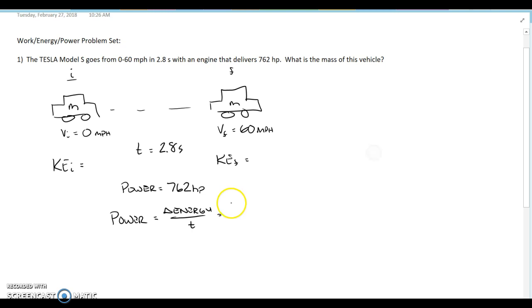So the change in kinetic energy would be the final kinetic energy minus the initial kinetic energy over that time period. And so what we need to find is how much kinetic energy it gains from going from rest to a speed of 60 miles per hour. Obviously when we start at rest, we have 0 velocity, and so our kinetic energy initially is 0. So whatever we have at the end, the kinetic energy at the end is going to be half of the mass of the car times the final velocity of the car squared.